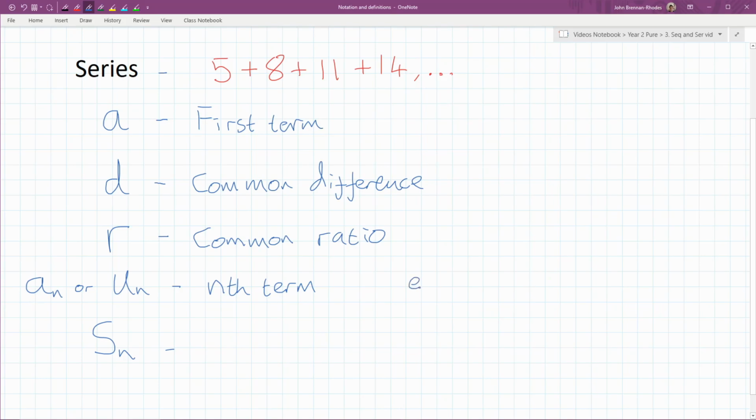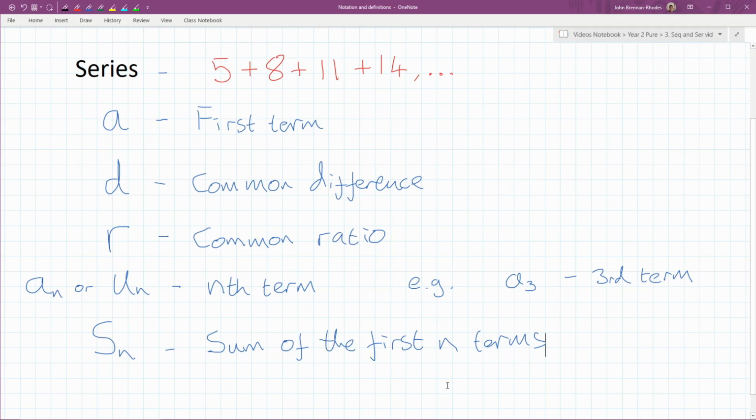Indeed, for example, we could also say that a3 would be the third term. It's just using a subscript to tell you which one. And this is the sum of the first n terms. So that would be if you had a series and you want to add up the sum of the first n terms.